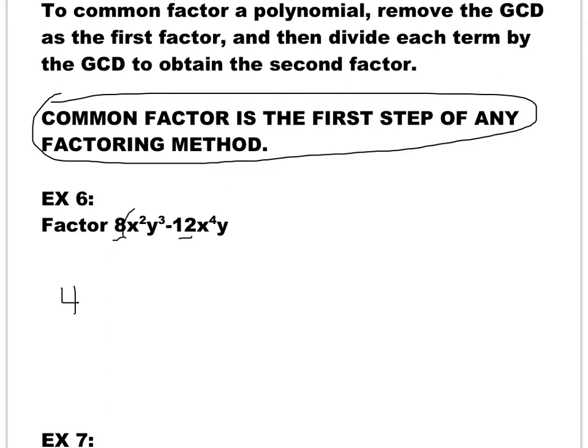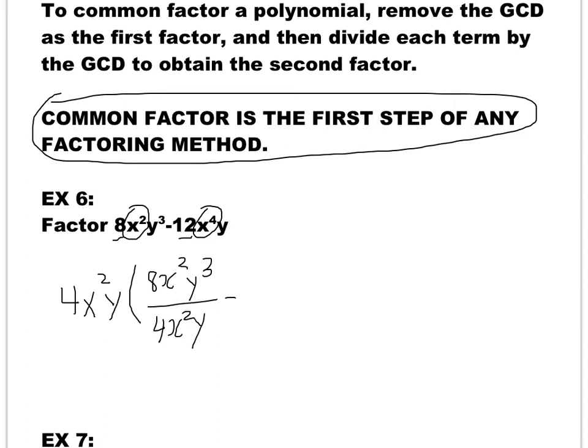Now I look at x squared and x exponent 4. The common factor is x, but the minimum exponent is x squared. So I write x squared. Then y cubed and y. The common factor is y, the minimum exponent is 1. So I say the GCD between all these terms, these two terms, is 4x squared y. So I write a bracket, open bracket, then divide every term by 4x squared y. So I write 8x squared y cubed divided by 4x squared y minus 12x4 y divided by 4x squared y.